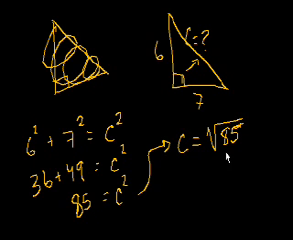And if we actually wanted to estimate what that is, well, let's think about it. The square root of 81 is 9. And the square root of 100 is 10. So it's someplace in between 9 and 10, and it's probably a little bit closer to 9. So it's 9 point something, something, something. And that's a good reality check. That makes sense. If this side is 6, this side is 7, 9 point something makes sense for the length of that side. Let me give you another problem.